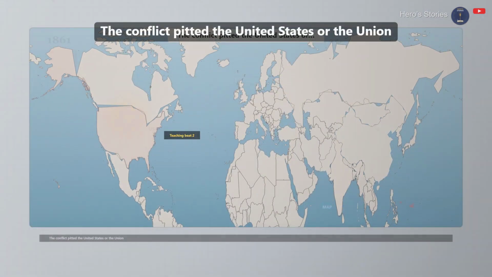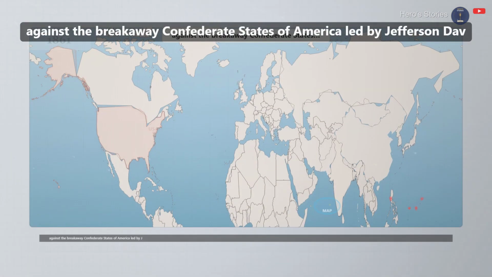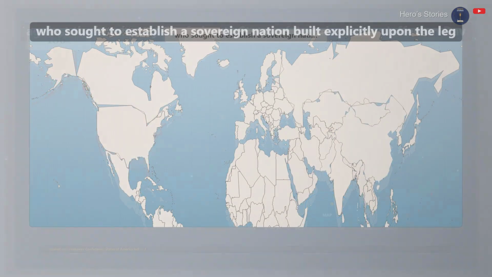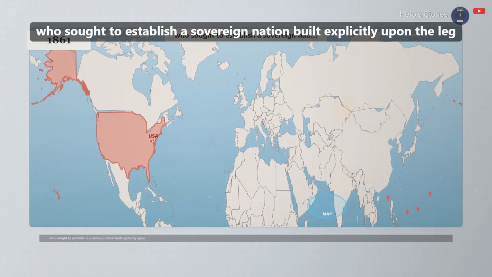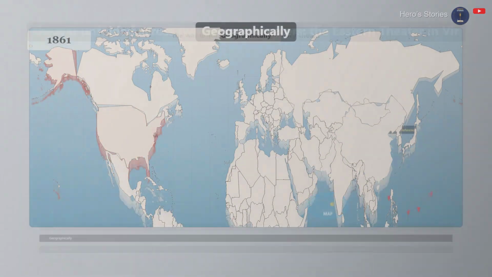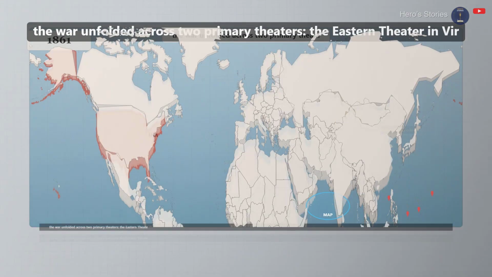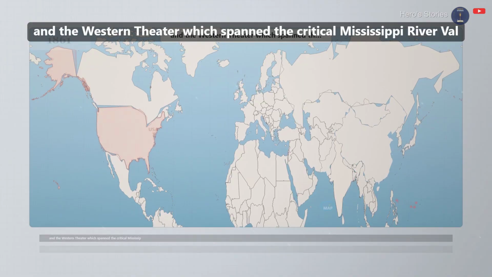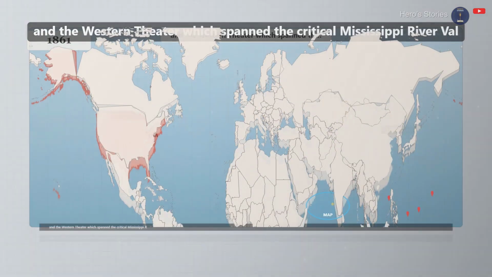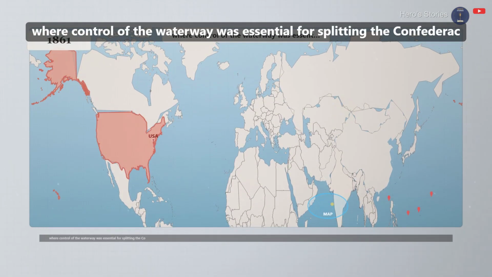The conflict pitted the United States, or the Union, against the breakaway Confederate States of America, led by Jefferson Davis, who sought to establish a sovereign nation built explicitly upon the legal and social framework of racial inequality. Geographically, the war unfolded across two primary theaters, the Eastern Theater in Virginia and Maryland, and the Western Theater, which spanned the critical Mississippi River Valley, where control of the waterway was essential for splitting the Confederacy.